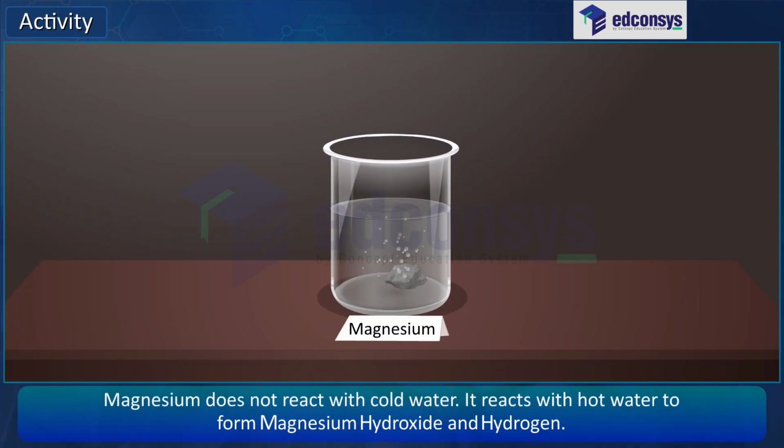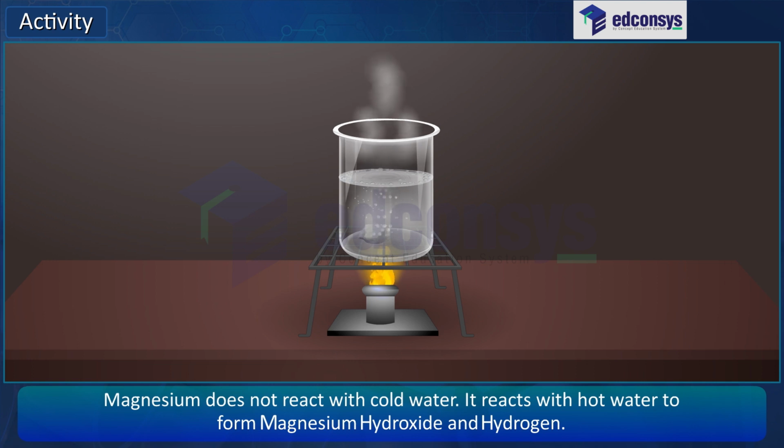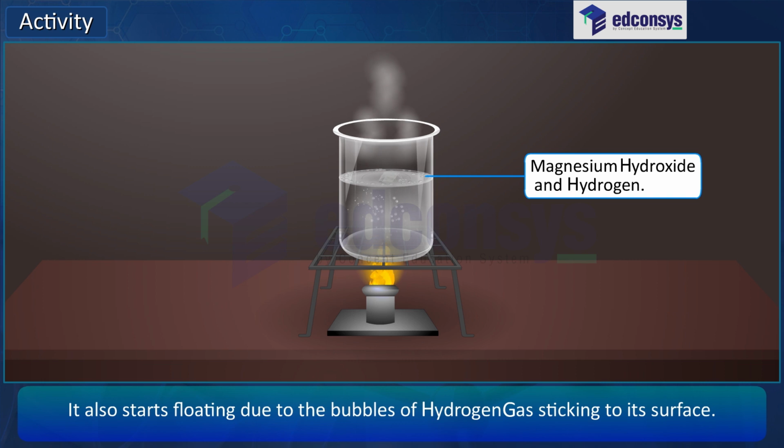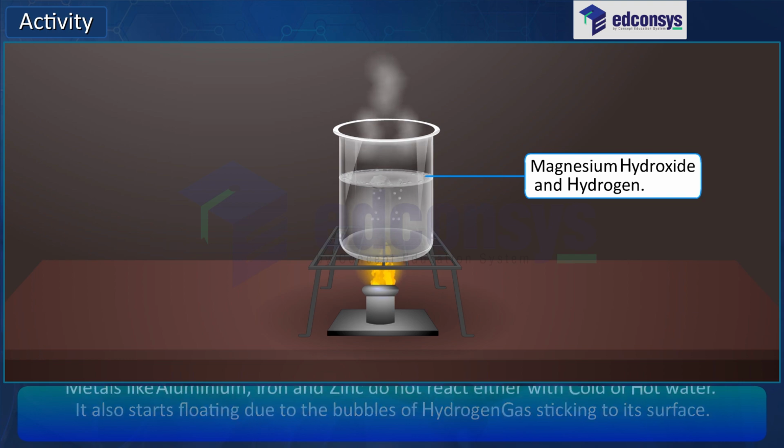Magnesium does not react with cold water. It reacts with hot water to form magnesium hydroxide and hydrogen. It also starts floating due to the bubbles of hydrogen gas sticking to its surface.